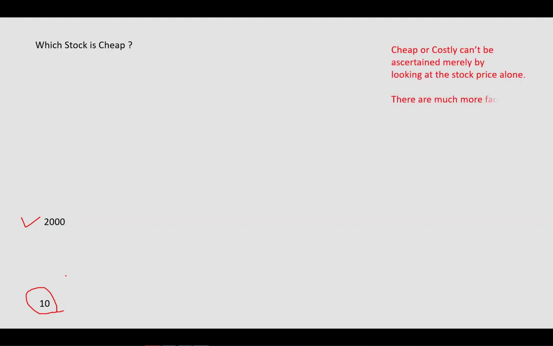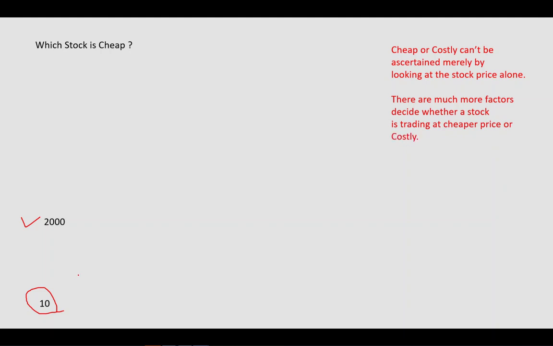Hi friends, many people ask which stock is cheap. Suppose a stock is trading at 10 rupees, and another is trading at 2000 rupees. Which one is cheap? Cheap or costly cannot be decided merely by looking at the stock price alone. There are many more factors that decide whether a stock is trading at a cheaper price or the price is costly.